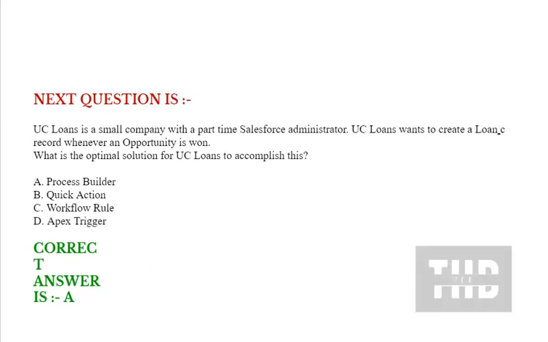Next question is UC Loans is a small company with a part-time Salesforce administrator. UC Loans wants to create a loan_C record whenever an opportunity is won. What is the optimal solution for UC Loans to accomplish this? Option A. Process Builder. Option B. Quick Action. Option C. Workflow Rule. Option D. Apex Trigger. Correct answer is option A.